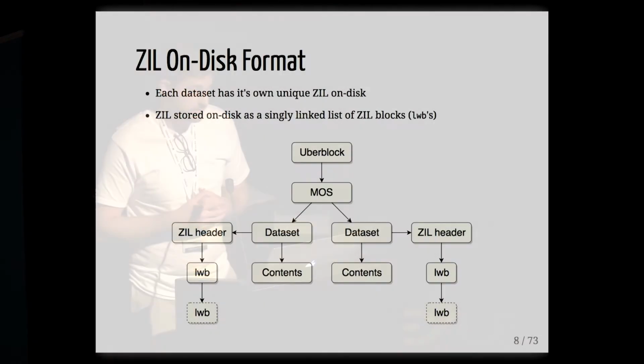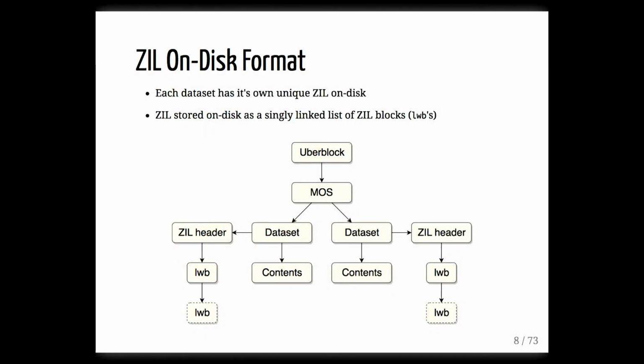Before I jump into the next section, I wanted to quickly go over the on-disk format of the ZIL. Each ZFS dataset maintains its own unique ZIL on disk. Each of these ZILs is a singly linked list of ZIL blocks, or as they're also called, LWB, which stands for log write block. As one can see here, the Uber block has a pointer to the MOS, which then has pointers to each dataset in the pool, and each of these datasets has a pointer to its own ZIL header. Each ZIL header then points to an LWB, and that block points to the next block in the list.